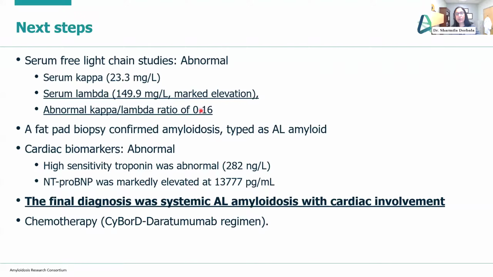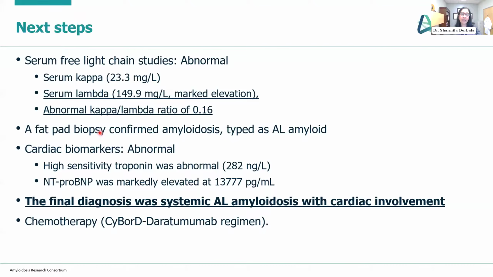You, of course, exclude AL amyloid. So kappa lambda free light chains were studied, very abnormal, and abnormal kappa lambda ratio. So what does it tell you? It tells you there is a bone marrow problem. There is abnormal production of these lambda light chains that could potentially form fibrils and deposit in the organs. And it's possible that's what you're seeing in the heart. But you still need proof of amyloid.